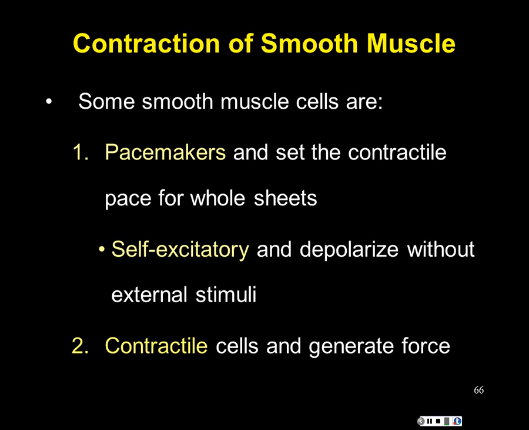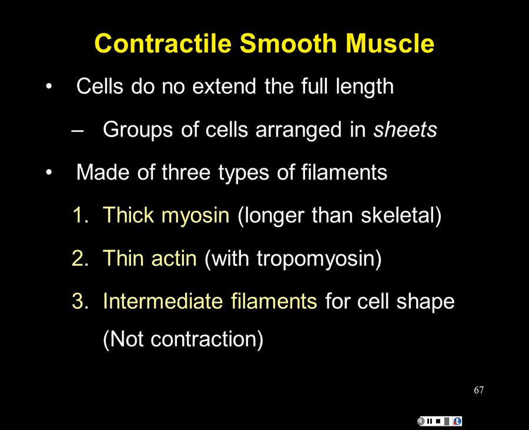Are you okay on the difference between a pacemaker versus a contractile cell? We'll repeat the terminology in the heart. If we look at a smooth muscle cell, anatomically it's different in that our smooth muscle cells don't extend the entire length of the smooth muscle organ. So for example, you won't see a smooth muscle cell originate at the back of your throat and end all the way down there, right? There are lots of different cells. They're short and branched.